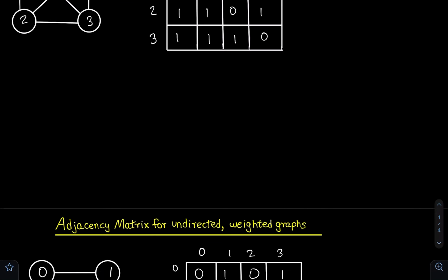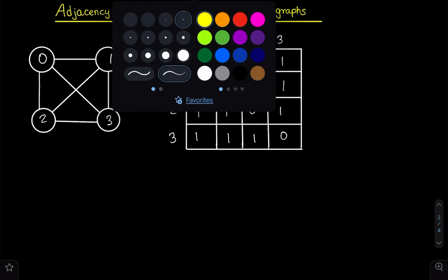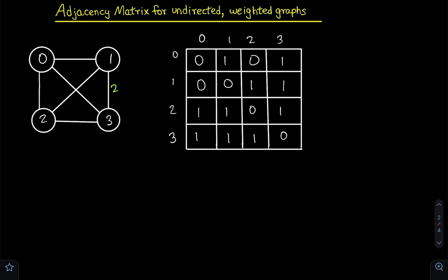Now let's take a look at adjacency matrix for undirected weighted graphs. Suppose there were weights given to this graph. The edge connecting vertices 1 and 3 has a weight of 2, and the edge connecting vertex 3 with vertex 2 has a weight of 3. This edge has a weight of only 1, and these edges have weights of 7, 8 and 10.